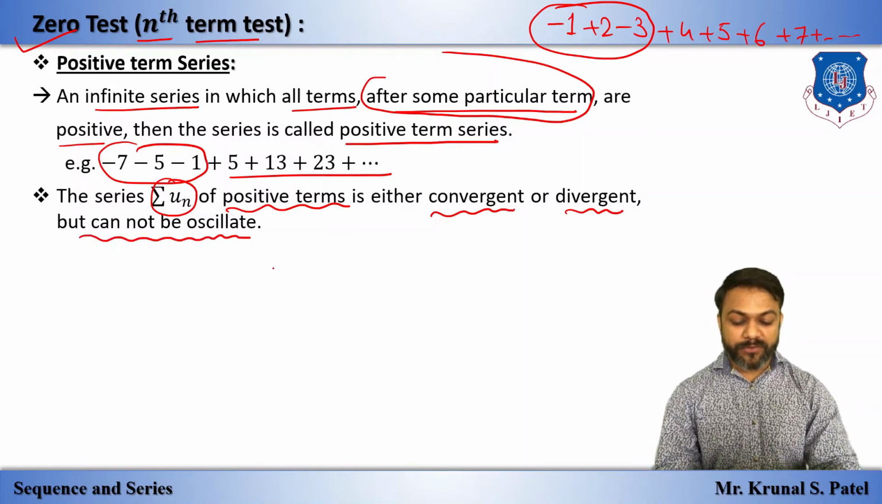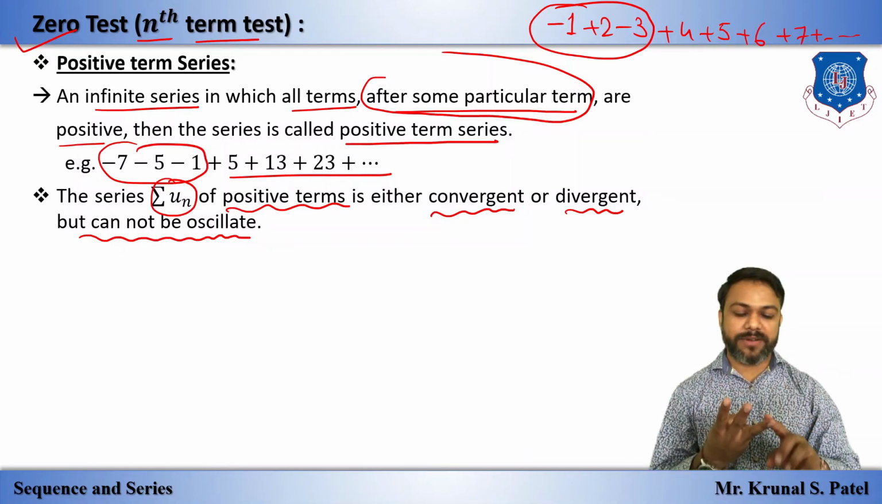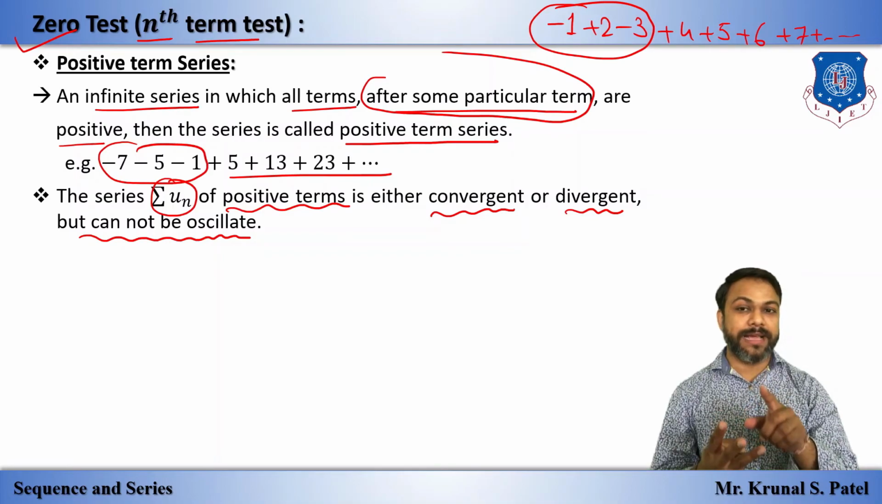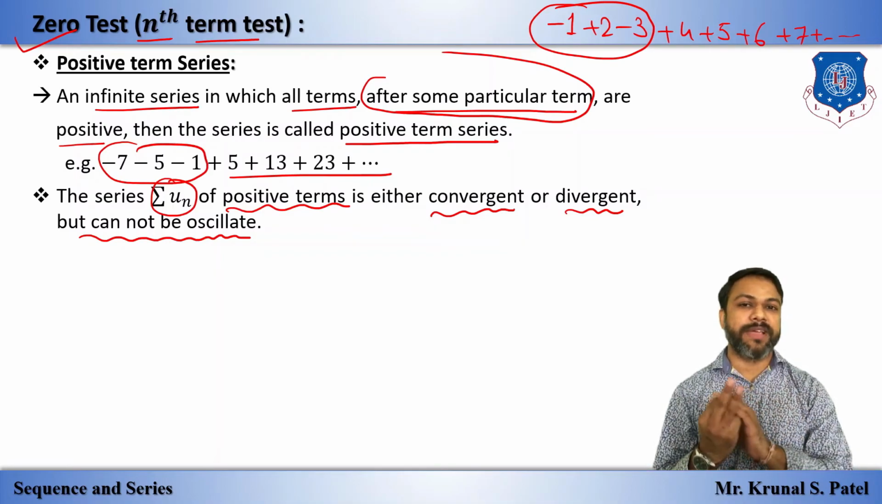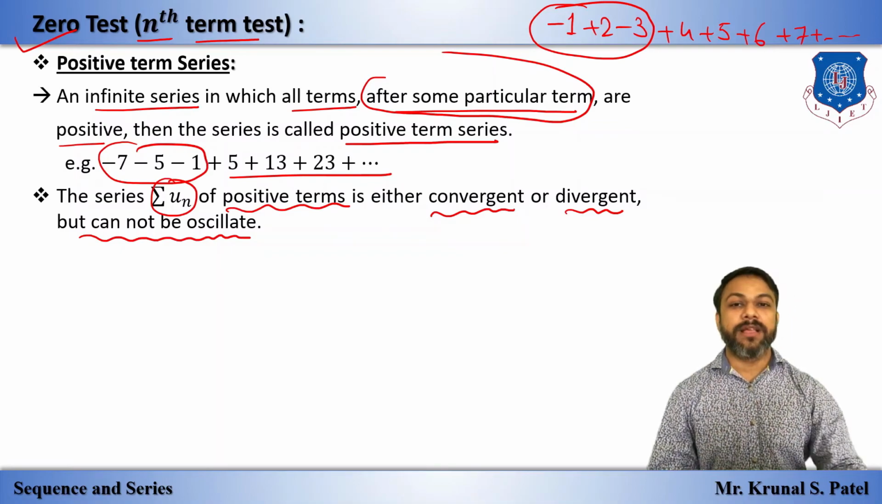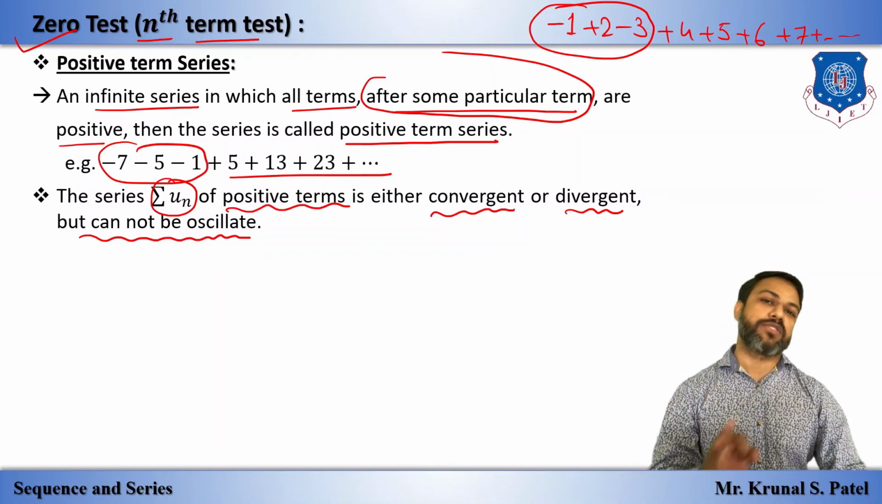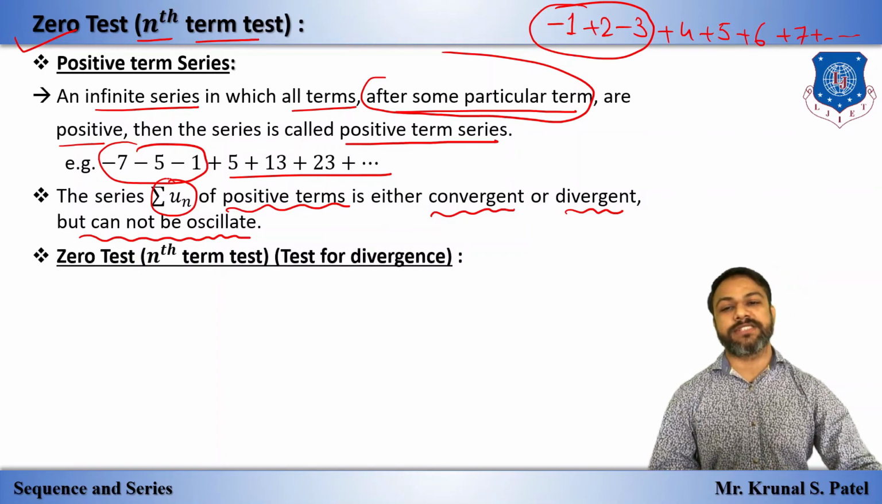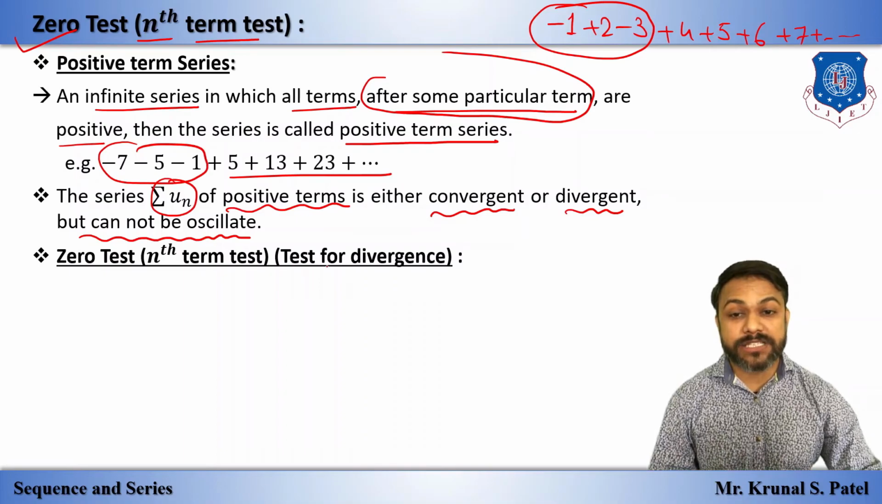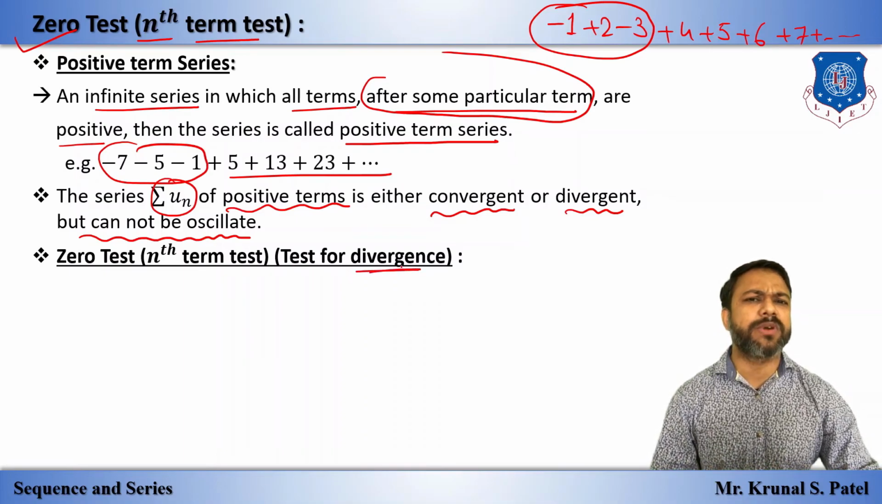For any series we have 3 options: convergent, divergent, oscillate. If the series is a positive term series, then we have only 2 options: convergent and divergent. Now we have to check by the zero test whether it is convergent or divergent. So we have the zero test, or we can say the nth term test, or the test for divergence. Why is it the test for divergence?